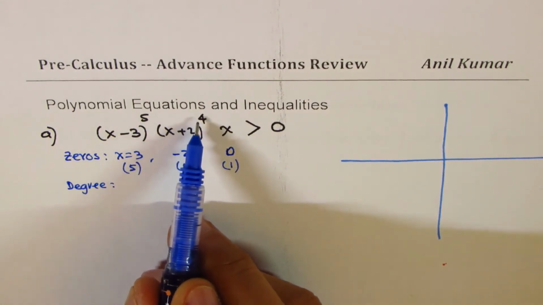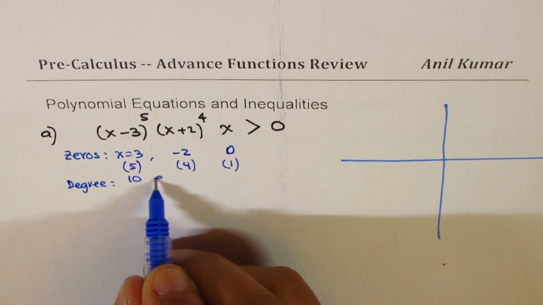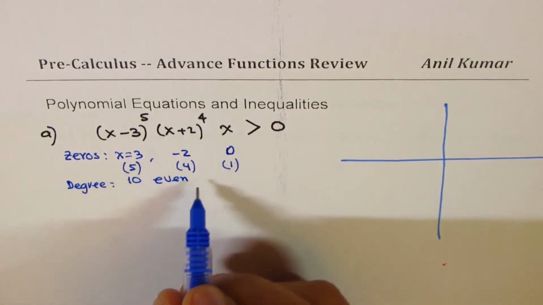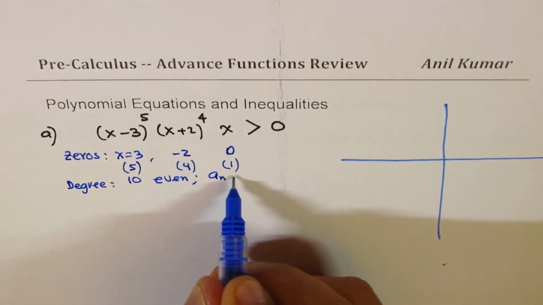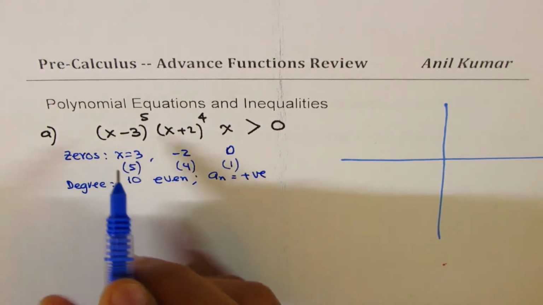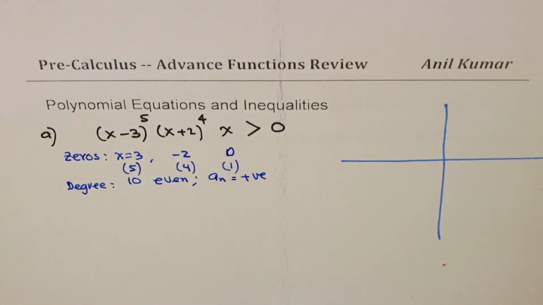5 plus 4, 9 plus 1, 10. So we have even degree, which is even, right? And leading coefficient, let me call it an, which is positive, right? If you multiply all these coefficients, you get a positive number. So that gives you the end behavior of the polynomial.